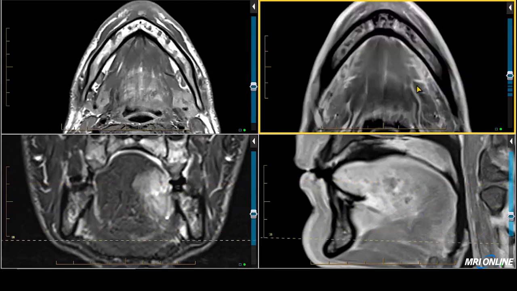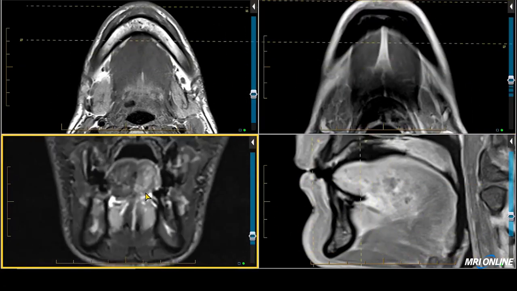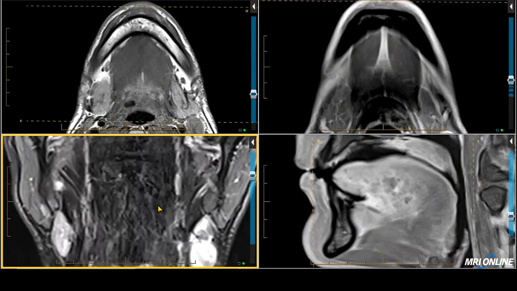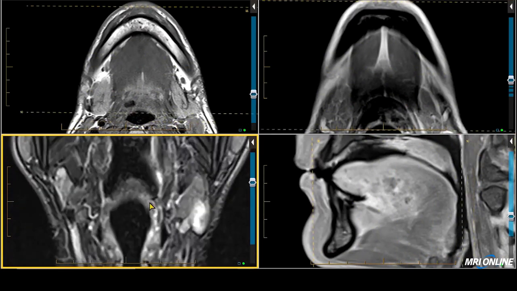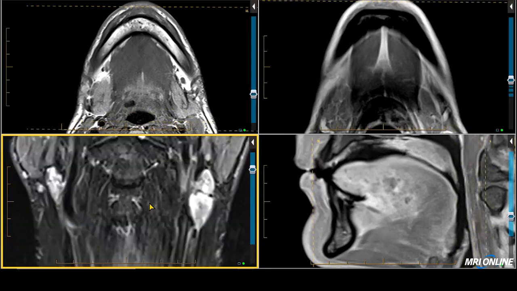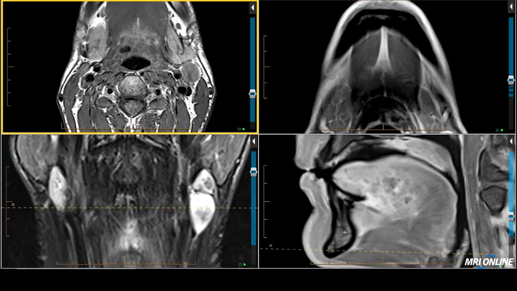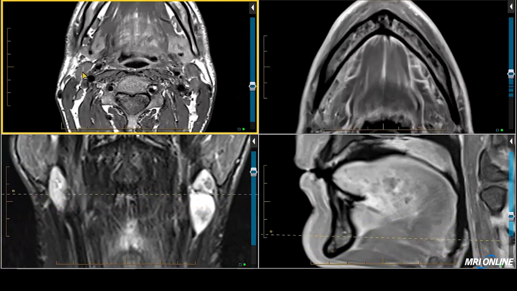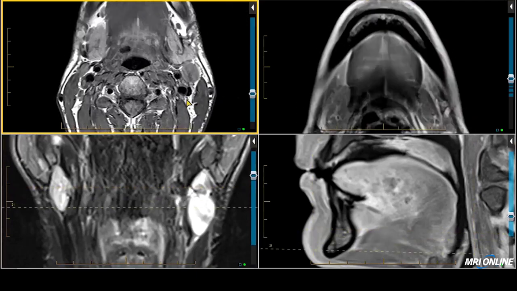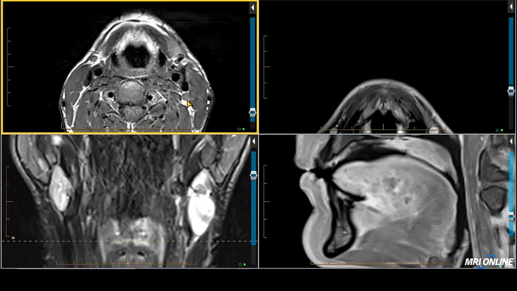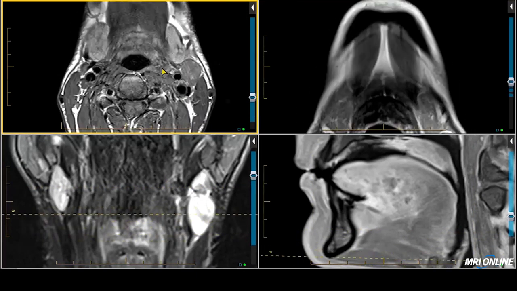So for lymph nodes, it's important to refresh your memory on the lymph node levels. We have three abnormal lymph nodes in this patient. They are in level 2A bilaterally, so both these lymph nodes here. And then on the left-hand side, we have another lymph node which is heading into level 3 below the level of the inferior border of the hyoid.